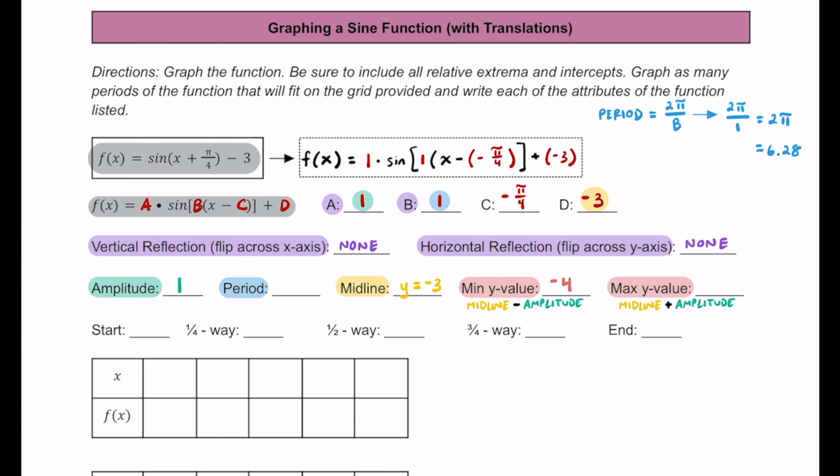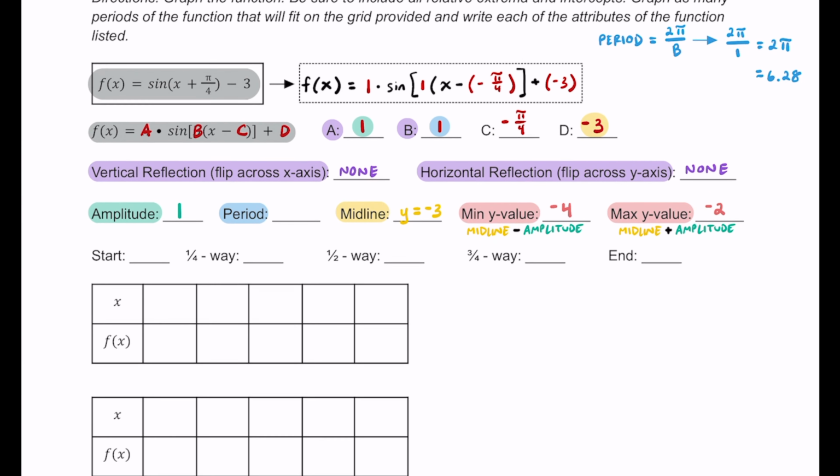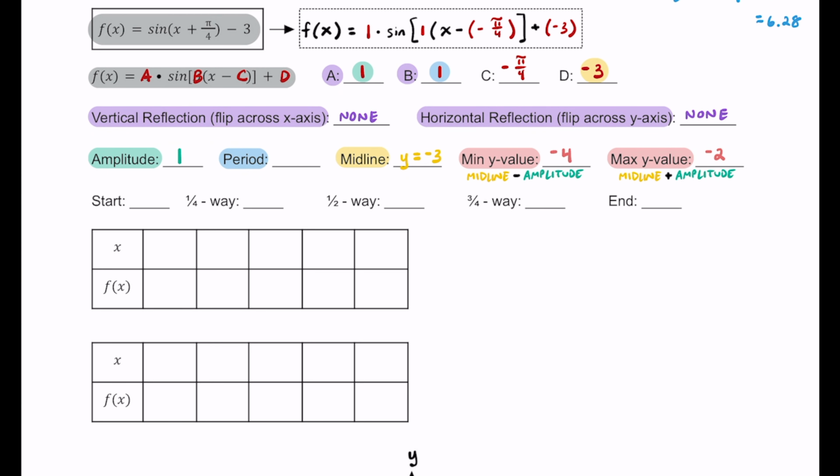And for our maximum y value, that's going to be the midline plus the amplitude, so midline is negative 3 plus 1, that's going to be negative 2, so that's going to be our maximum y value. It's going to be at negative 2. Let's move down just a bit here just to get a little bit more space.